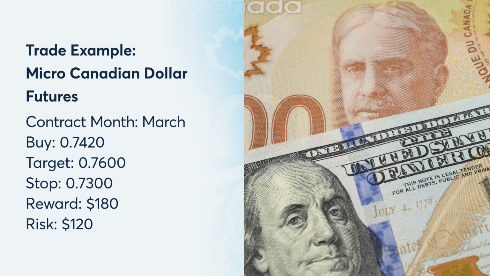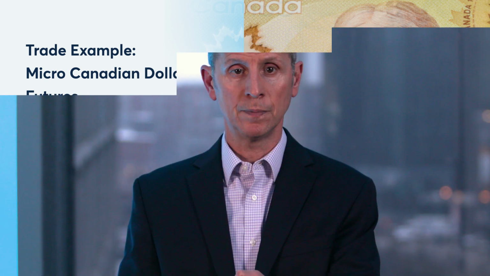March micro Canadian dollar futures contract at 0.7420 and target a move back to the December highs of 0.7600. A stop for this trade could be placed below at 0.7300. This trade can make $180 if the target is reached and risks $120 if you're stopped out of your level.